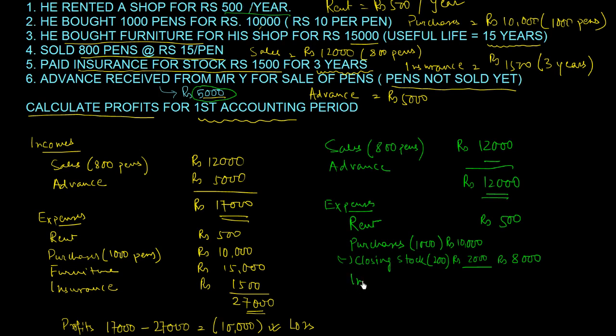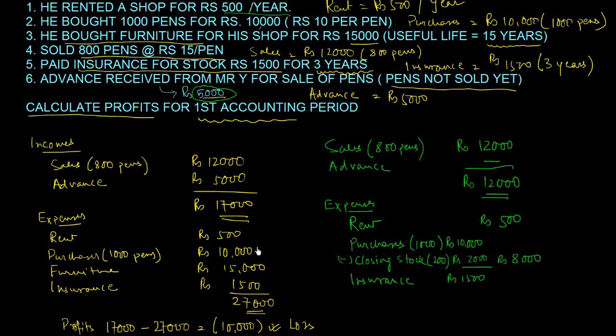For insurance, we have paid 1500 for 3 years. So if we write rupees 1500 over here, we can see that this figure is for 3 years, but till now only 1 year has passed, or the first accounting period has passed. So as per the accrual concept, we will record expenditures only when they are incurred. So expenditure for 1 year only has incurred. However, the cash has been paid for 3 years. So the expenditure as per the accrual concept will only be recorded for the period it is incurred.